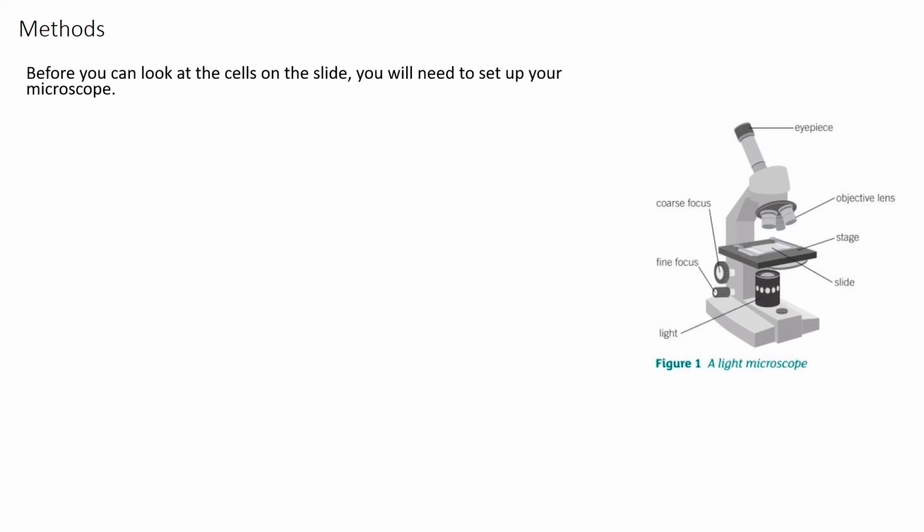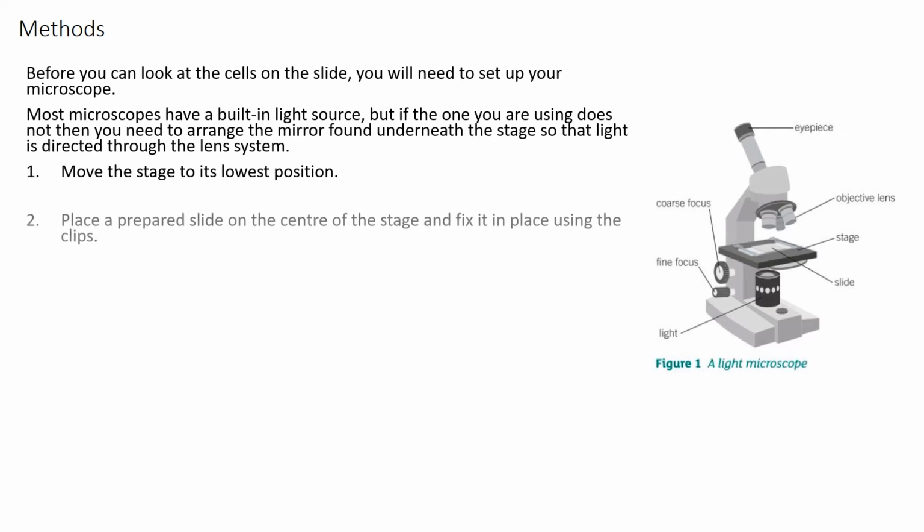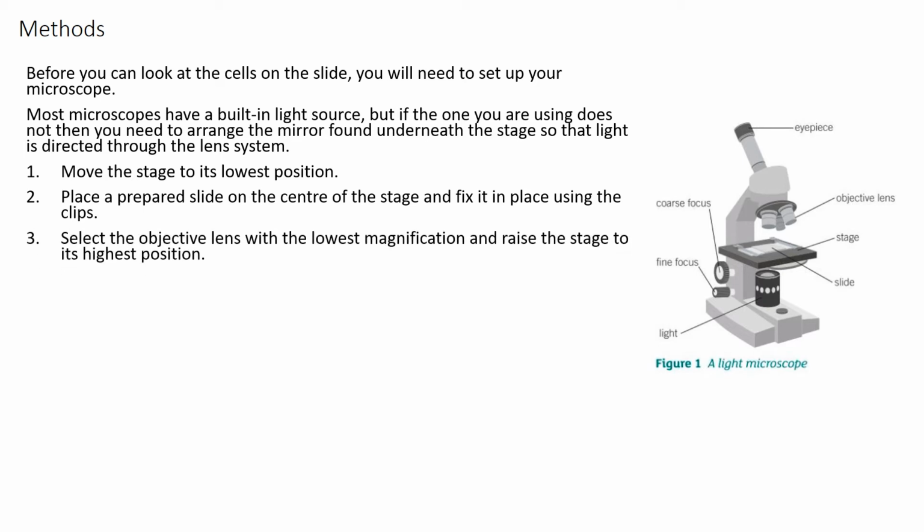So we need to think about making a slide, and we can make a slide using our cheek cells or onion cells. However, you need to set up your microscope before you do anything. So most microscopes have a built-in light source, and the first thing we do is move the stage to its lowest position. Then we place a prepared slide onto the centre of the stage and fix it into position. Then we select the objective lens over here with the smallest magnification.